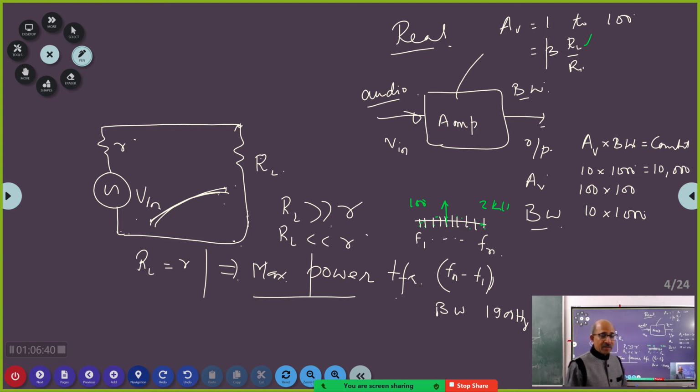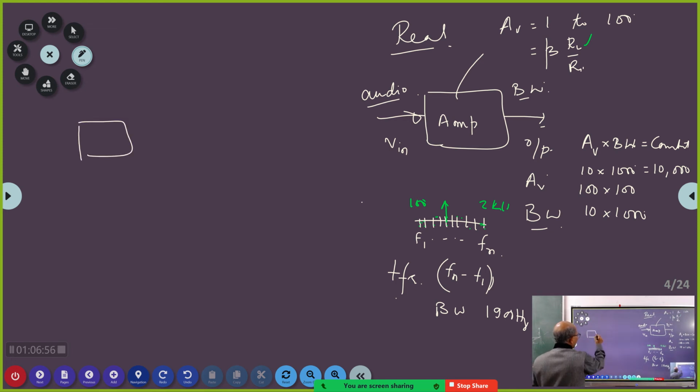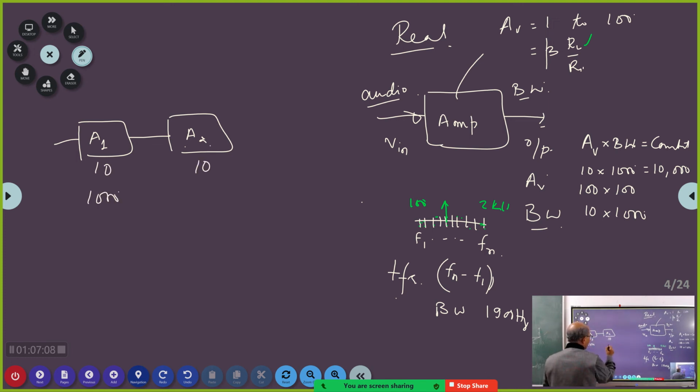But now the requirement is, for a gain of 10, only 2 audience can hear. So if I want 100 audience to hear, the gain must be 100. So what will you do? So in that case, what will I do? I will now configure the amplifier like this. So this is amplifier 1, amplifier 2. So this has got a gain of 10, bandwidth of 1000. This has also got gain of 10, bandwidth of 1000. Correct?